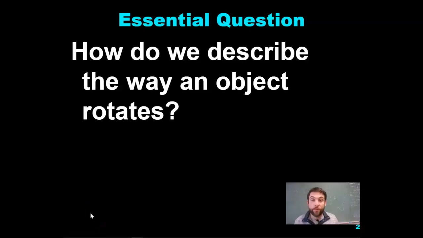All right, so up to this point, we've talked about a lot of things that have been moving, and normally it's been in a straight line, with the exception of the previous lesson where we talked about centripetal acceleration. But now we're going to look at how things move as they rotate. So our central question for this lesson is, how do we describe the way an object rotates?